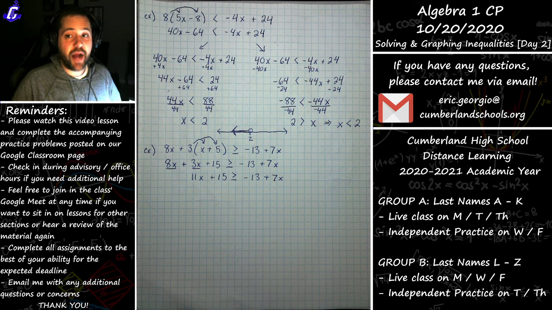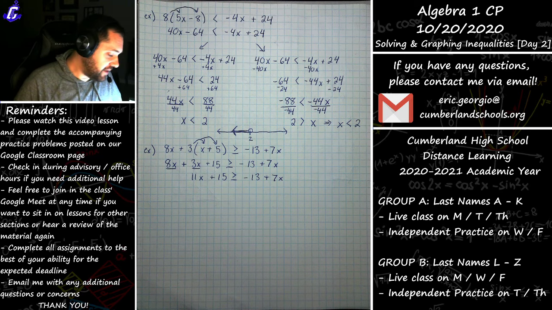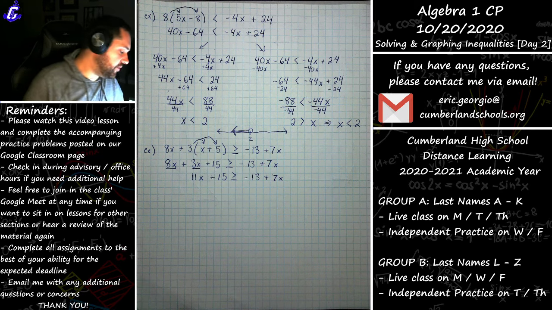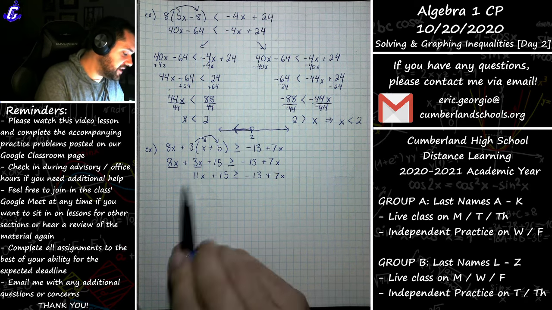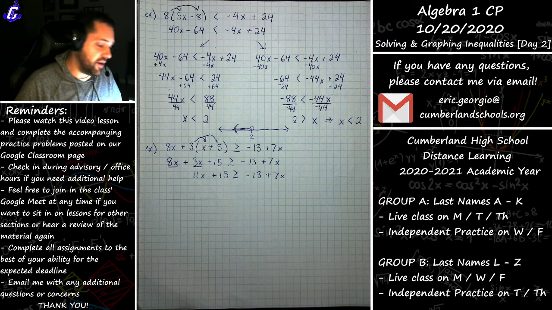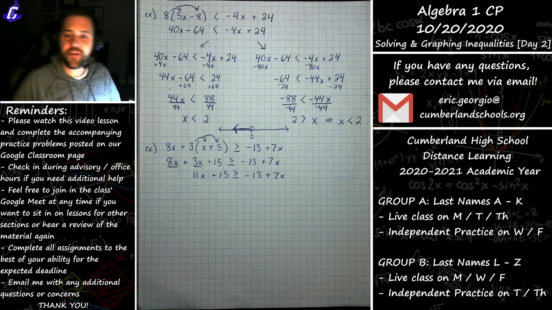Once again, we arrive at a fork in the road. You have a choice as to whether or not you want to subtract 11x from both sides to eliminate this, or subtract 7x from both sides to eliminate the 7. I would be inclined to subtract 7x from both sides because that keeps everything positive.